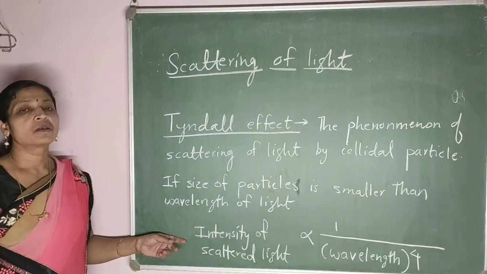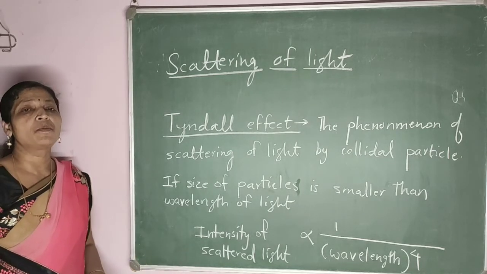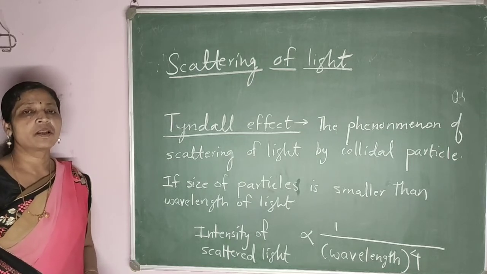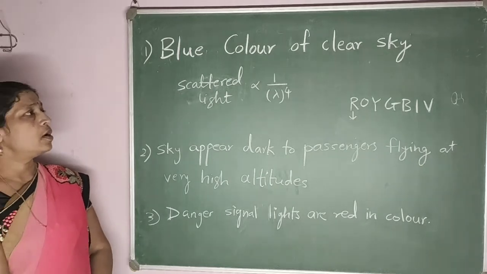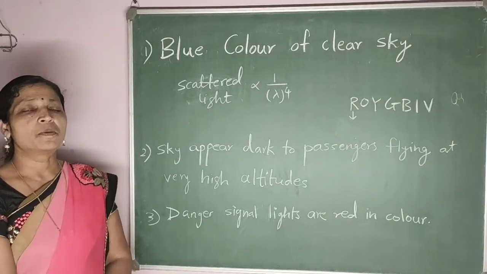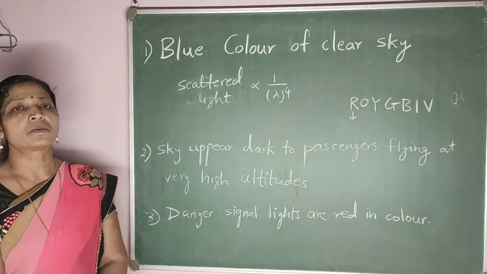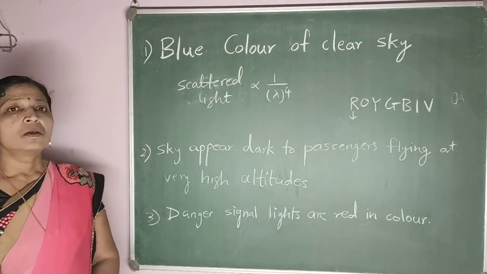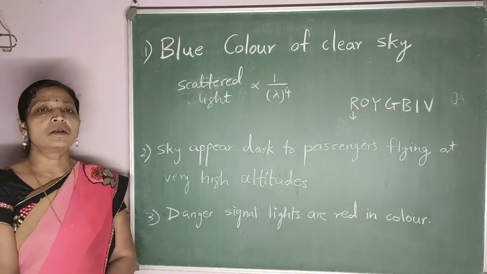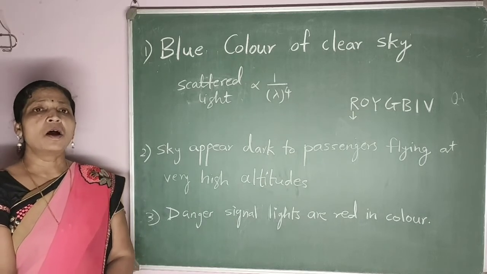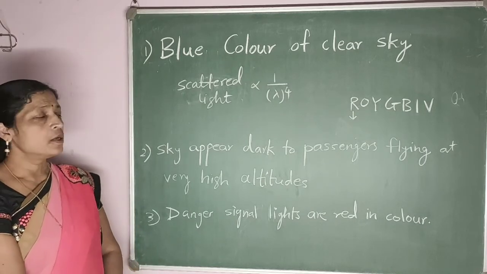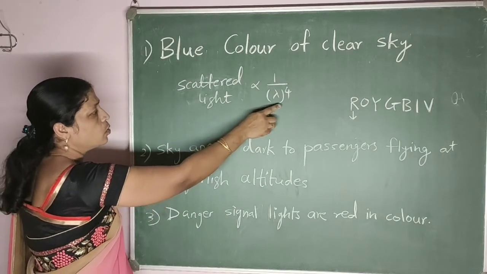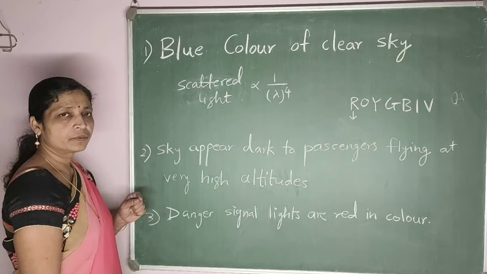And due to this, we have different phenomena like the blue color of the sky or reddening of the sun at sunrise and sunset. Blue color of clear sky. That means clear sky appears blue to us. Why? What is the reason? When the air particles present in the atmosphere are smaller than the wavelength of light, then the intensity of scattered light is inversely proportional to the fourth power of the wavelength.